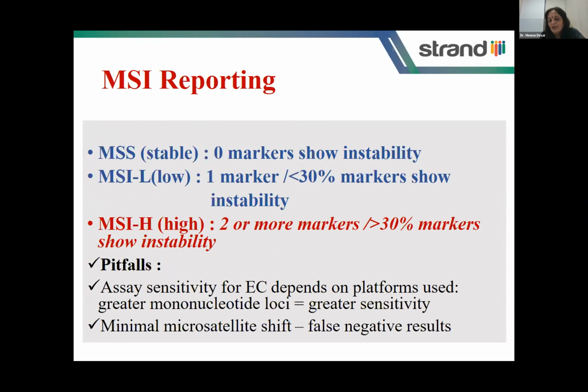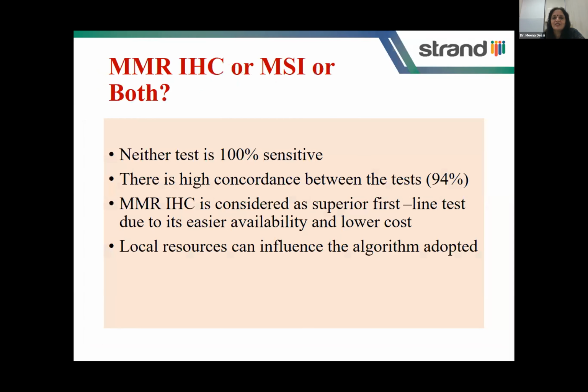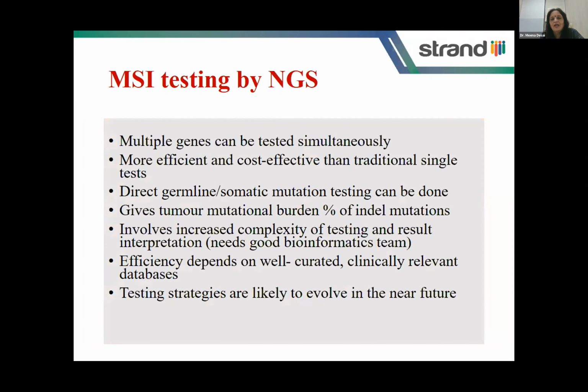So please know which platform is used by the lab you're referring to, and the greater the mononucleotide loci, the greater the sensitivity. Should you do both MSI as well as the MMR by IHC? Well, neither test is 100% sensitive, though there is a concordance. So MMR IHC is considered actually easier to perform. It's a superior first-line test, and because of its low cost too. But of course, local resources will define your algorithm.